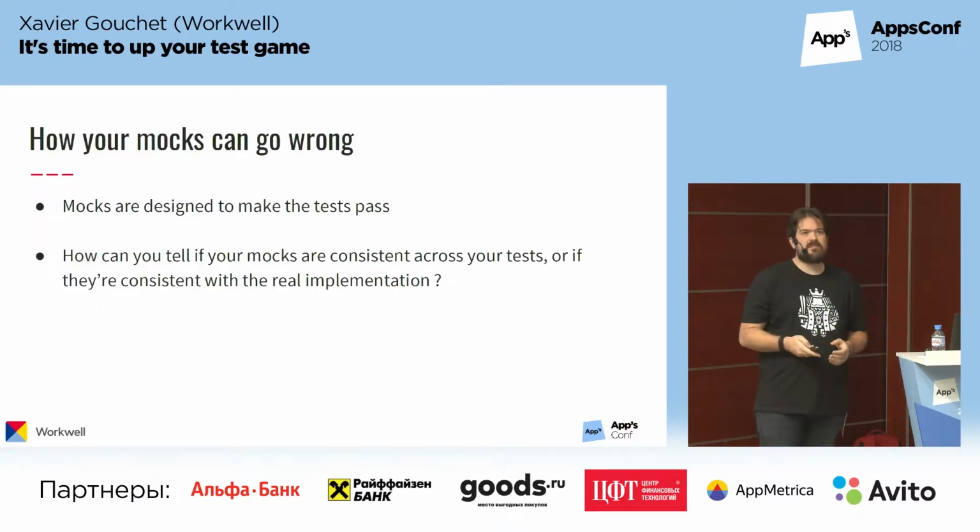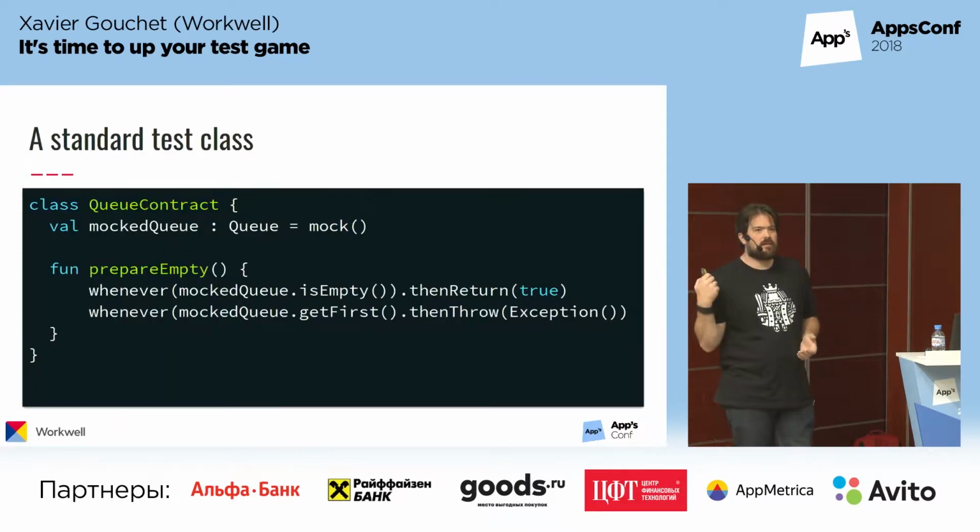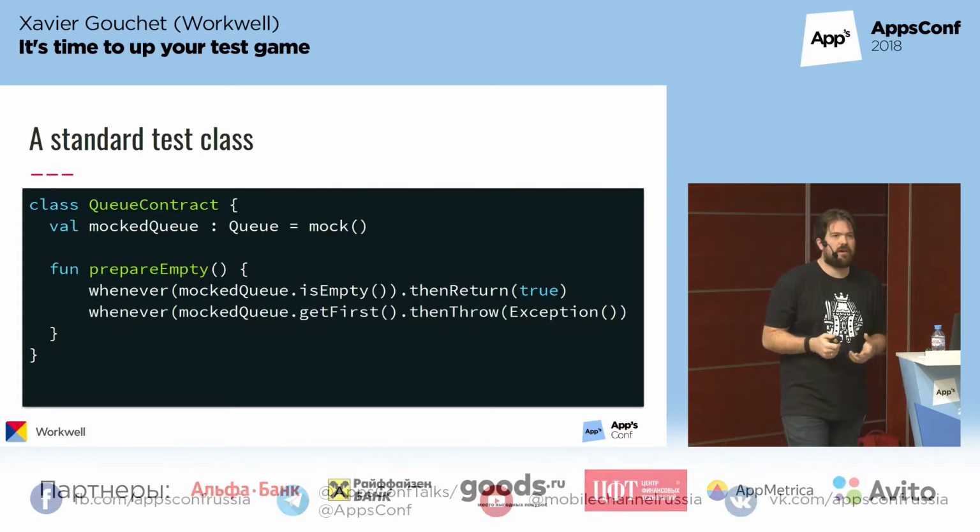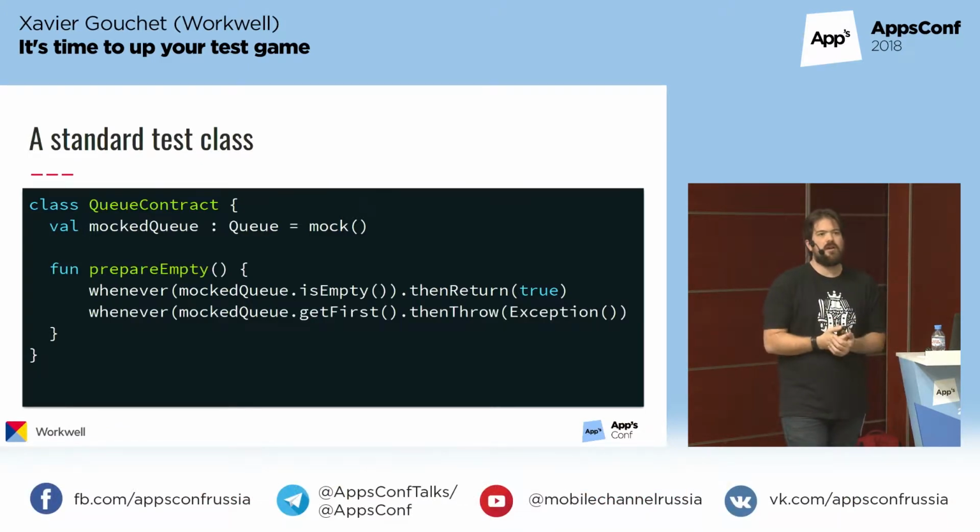The problem is, how can you be sure that the mocks are consistent across your tests? Because basically, it's the test class that says how the mock is going to behave, but it doesn't say that it's coherent with the rest of your code. So for that, there is this mock contract pattern that I use, where you have a single class that says, okay, this is how I am going to mock a queue, for instance. When I say prepare empty, the isEmpty method is always going to return true, and getFirst is always going to throw an exception.